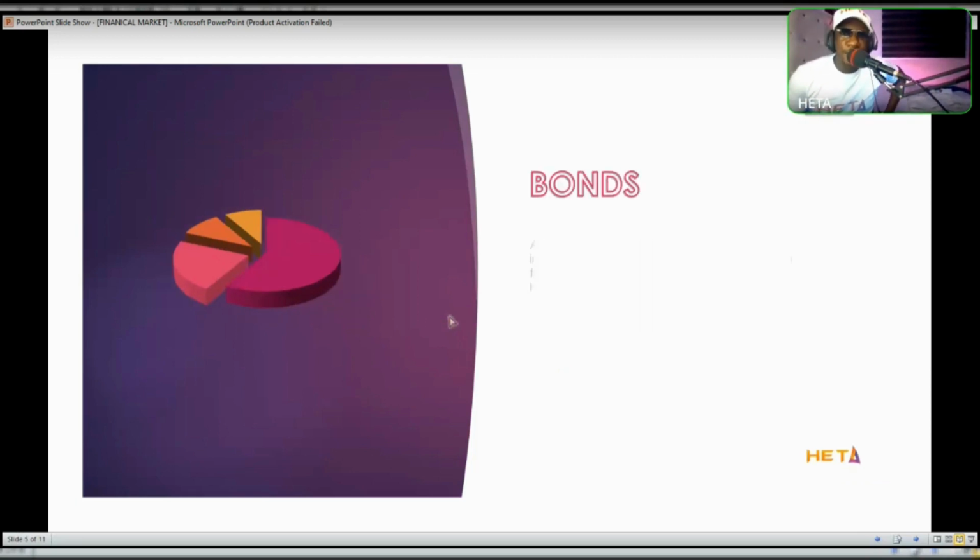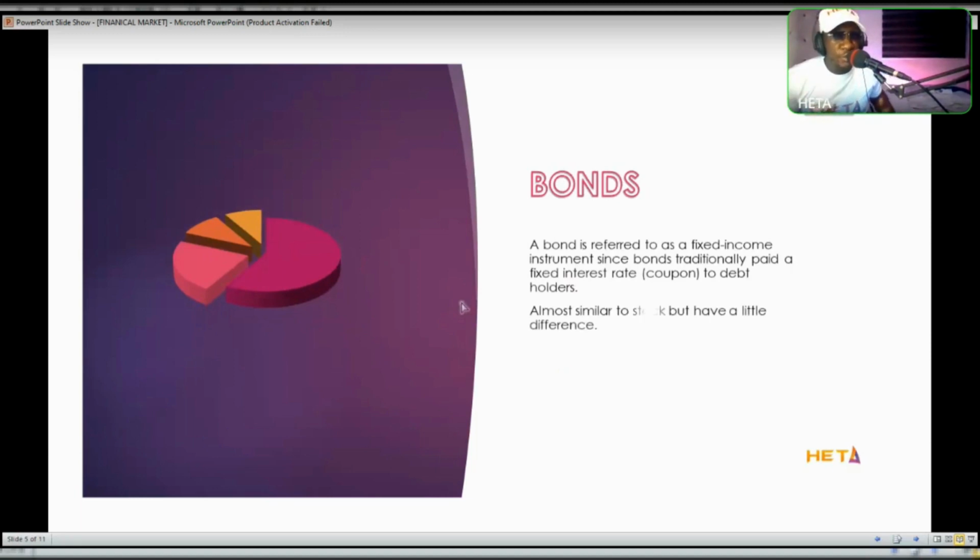And then we have the bonds. A bond is referred to as a fixed income instrument, since bonds traditionally pay a fixed interest rate to debt holders. It's also similar to stock, but a little different. Bonds are almost similar to stocks. Like I said again, we are not going in depth, so if you feel you need more knowledge about any of these other small marketplaces, you can just do your research.